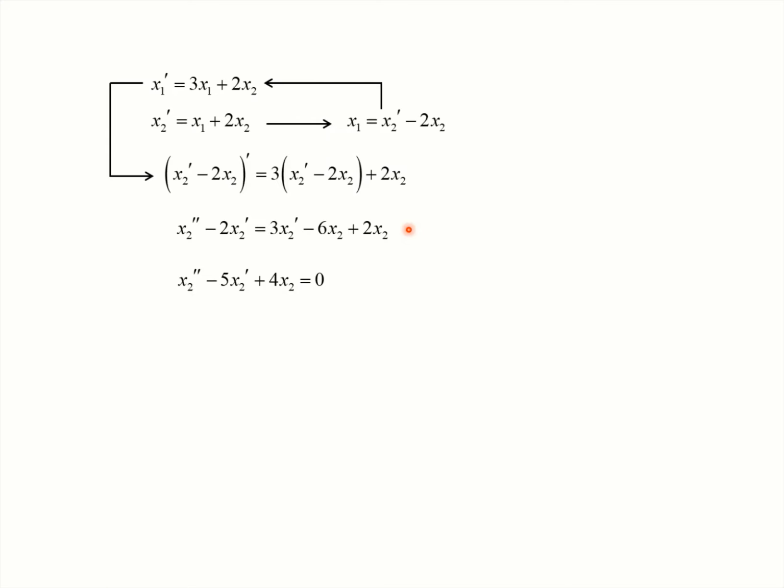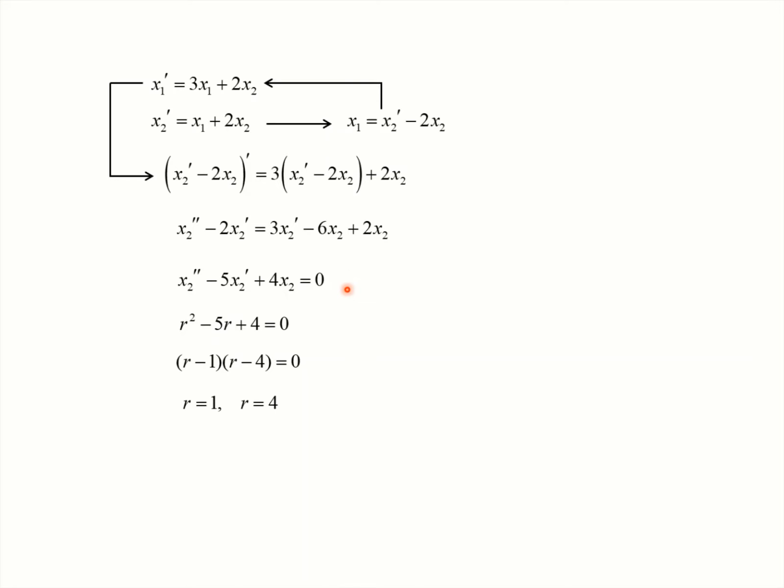And when I do that, you might notice that this is just a single differential equation, homogeneous, constant coefficients. So I can write out the auxiliary equation, which looks like r squared minus 5r plus 4 equals 0. I'm going to factor that into (r minus 1)(r minus 4), and I get two r values, 1 and 4.